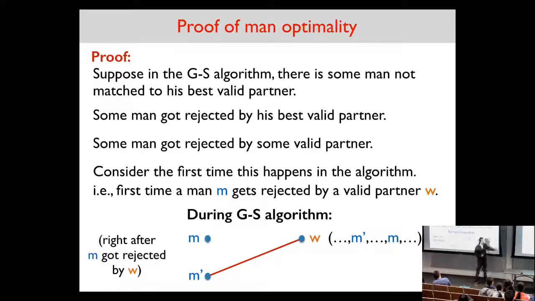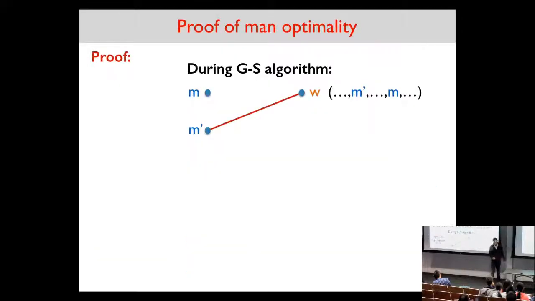Okay, so this is like right after M got rejected by W. At the end of the algorithm, I'm not claiming that W and M prime are going to end up together. So W might reject M prime too later. But this is like the first time this happens. Okay, so that's that. Now we know W is a valid partner of M.